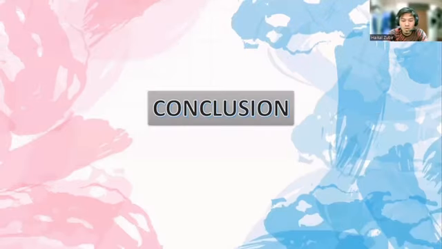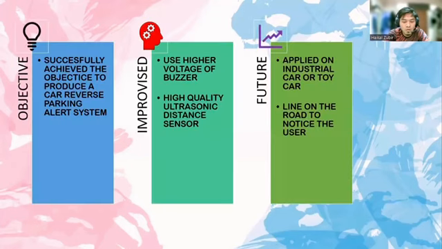And last, we continue with the conclusion. For our objective, we have successfully achieved the objective to produce a car reverse parking alert system, where the sensor functions together with the buzzer. And then for improvement, we can use a higher voltage to produce more sound, and also use a high quality ultrasonic distance sensor. We can minimize the error in detecting any object that moves near the sensor.